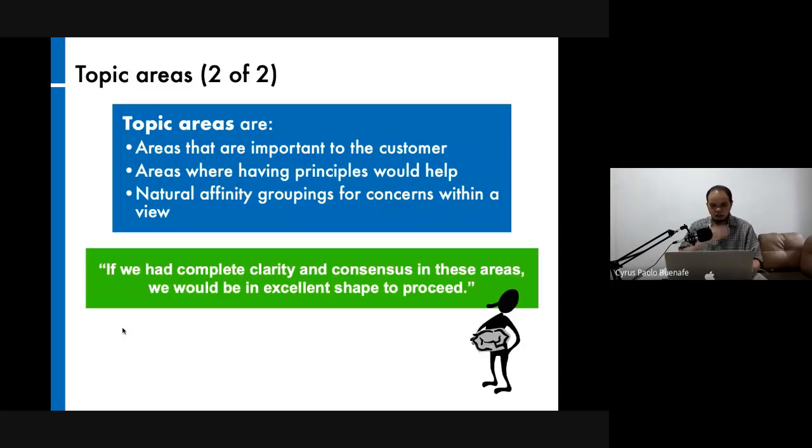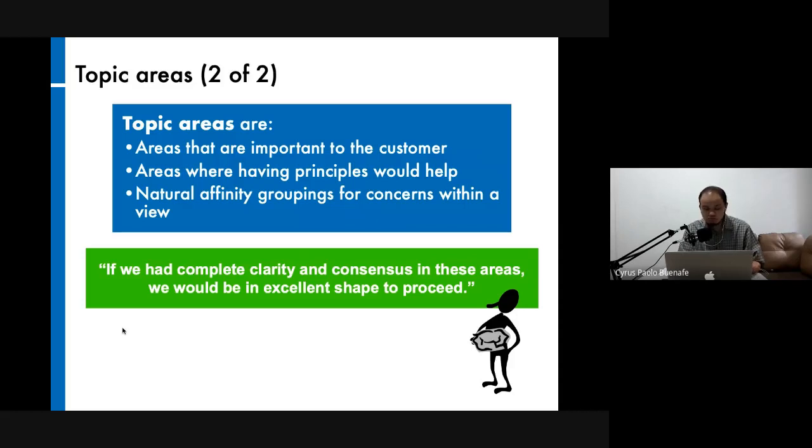So topic areas are areas that are important to the customer. In the case of solution architecture, the business view is quite broad, but depending on what the drivers and goals are, maybe there are areas that you don't need to talk about. Therefore, these probably do not need their own set of principles anymore, because it's quite well established, but you can still put them if you want to. There's nothing wrong there. But topic areas are areas that are important to the customer, areas where having principles would help.